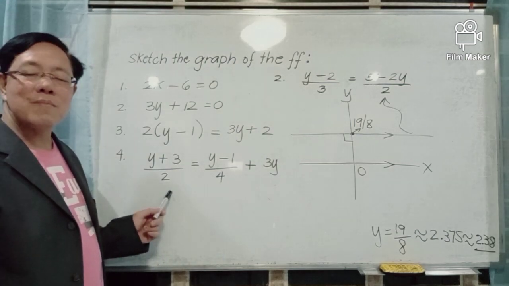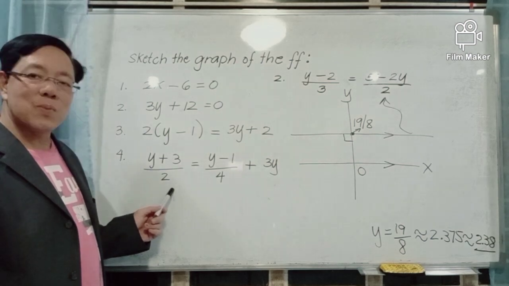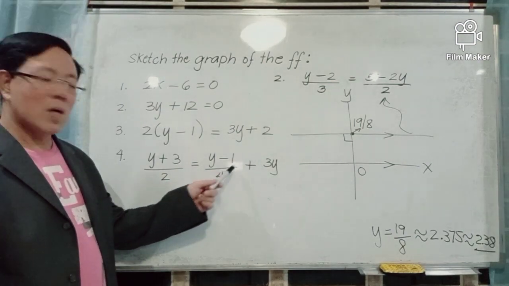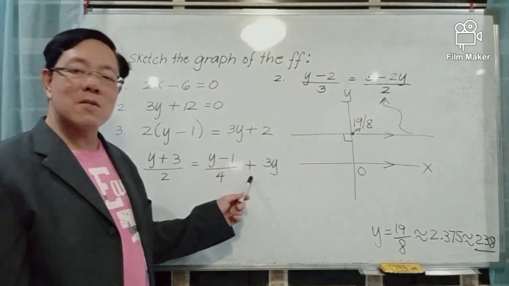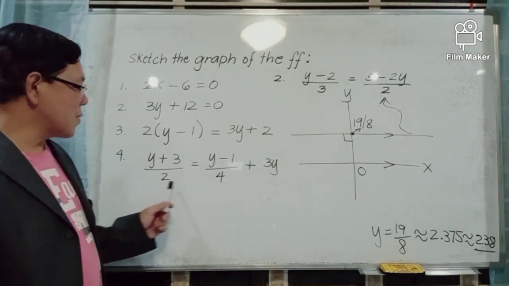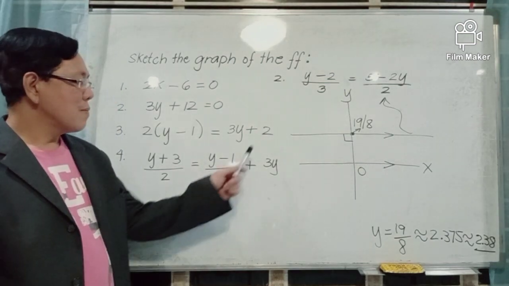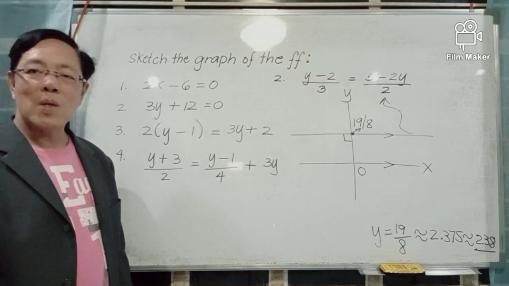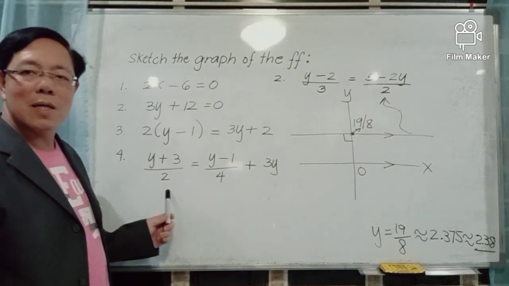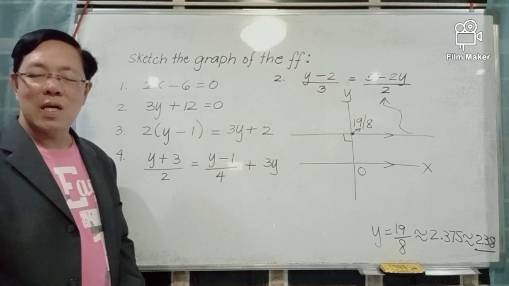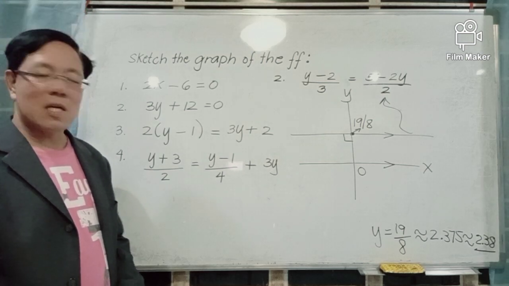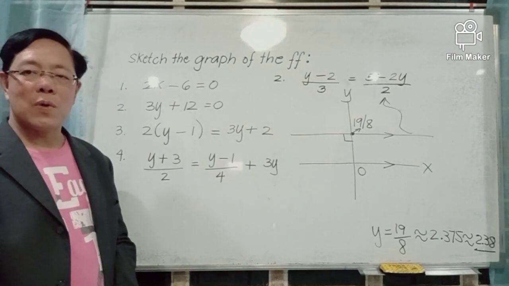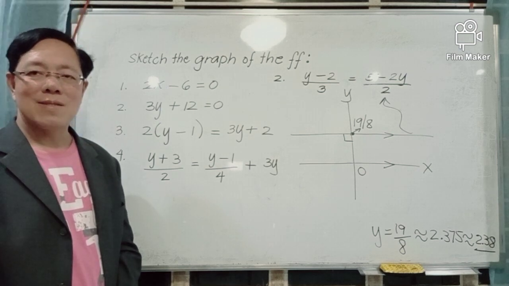Now, for this equation, you cannot do cross multiplication. You cannot multiply y plus 3 by 4 and y minus 1 by 2 because the right-hand side consists of two terms. So to remove the denominators 2 and 4, multiply both sides of the equation by the lowest common denominator, or the lowest number that can be divided by 4 and 2, and that number is 4. 4 is the lowest number that can be divided by 4 and 2, and multiply both sides of the equation by 4, and then simplify to solve for y.